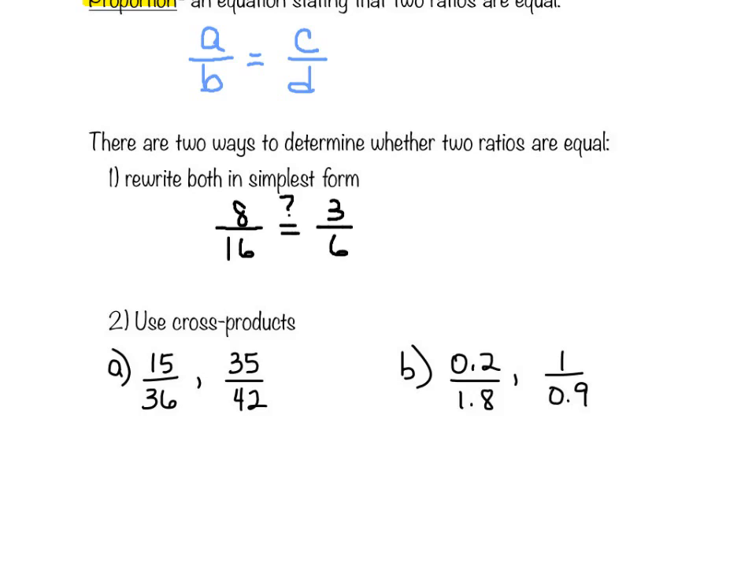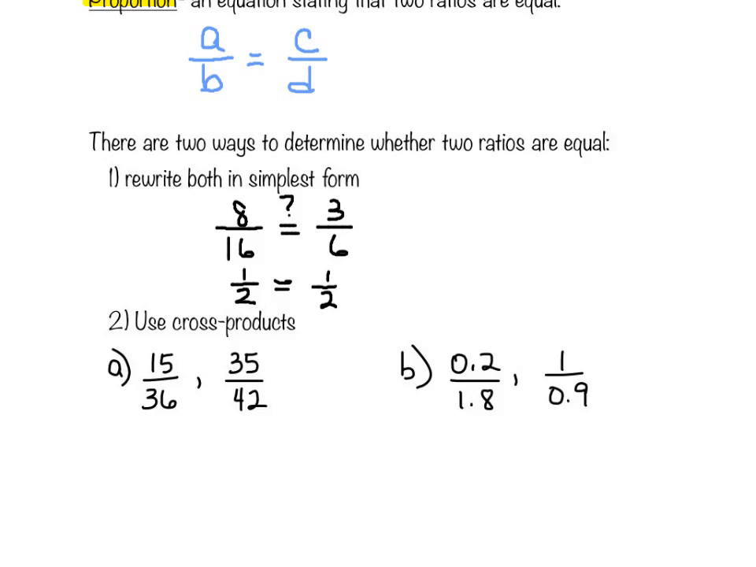I'll give you an example. The question here reads, is 8 to 16 as 3 is to 6? What we can do is go ahead and reduce both of these. 8/16 in simplest form would be 1 to 2. And 3 to 6 in simplest form would be 1 to 2. So can we say that these are equal? Yes, they are, because when you simplify them, they reduce to the same exact fraction.